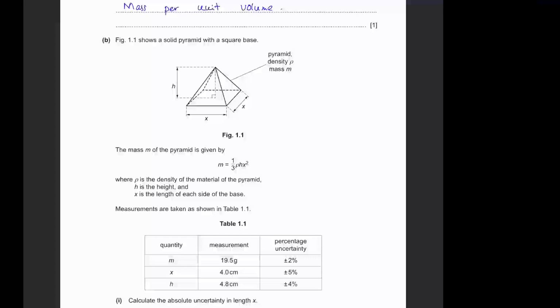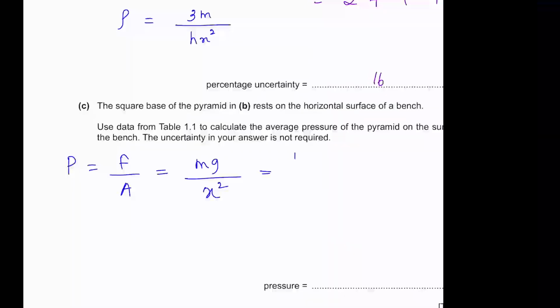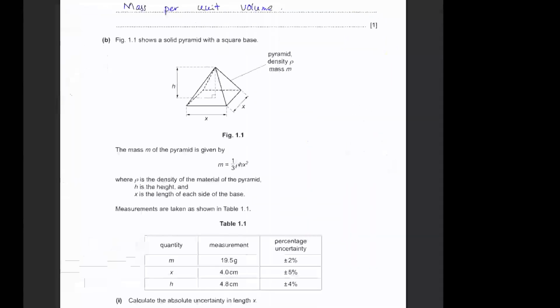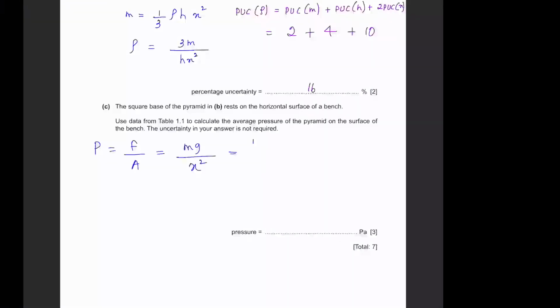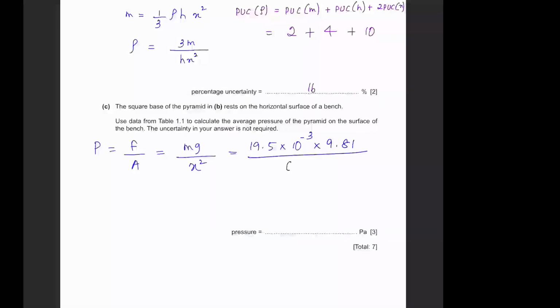Okay, so M is 1/3 ρ h x². But we already know the mass, that's 19.5 grams. 19.5 grams times 10^-3 to convert grams to kilograms. g is 9.81. x is 4 centimeters, that is 0.04 meters, and square it.